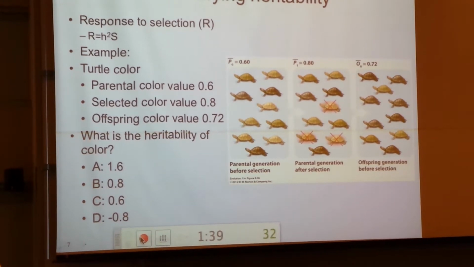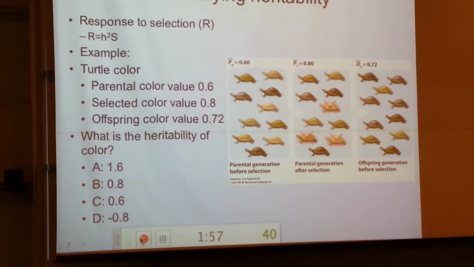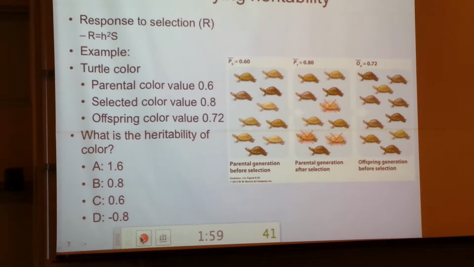What's the middle? It's selected. So 0.12 divided by... 0.6 minus 0.72 is 0.12. Am I doing the math right? 0.12, and what is that, R? Yeah, he said R. So heritability is 60%. Wait, how did he get the 0.2 though? Subtracted parental minus selected. So why is he subtracting that now? To get the selection. That's a little weird.